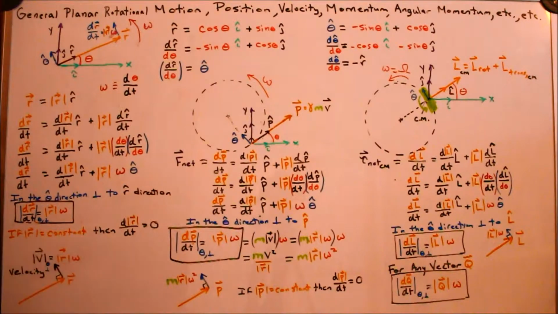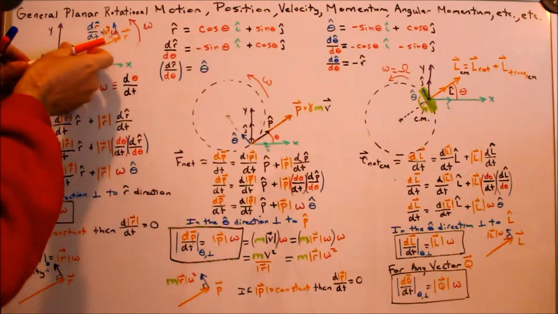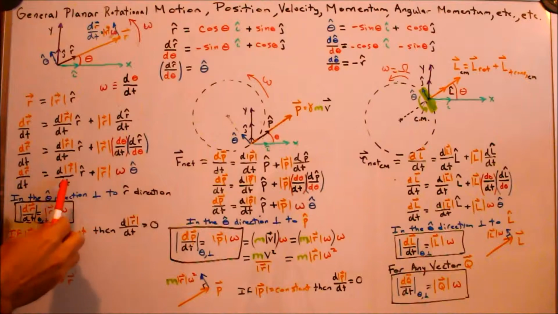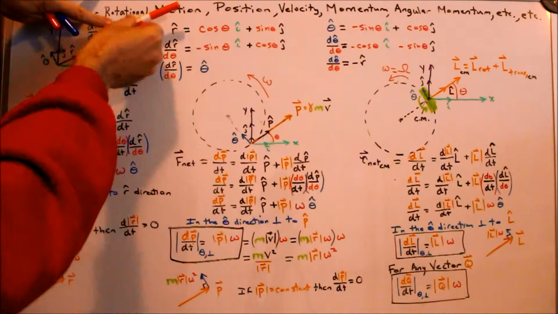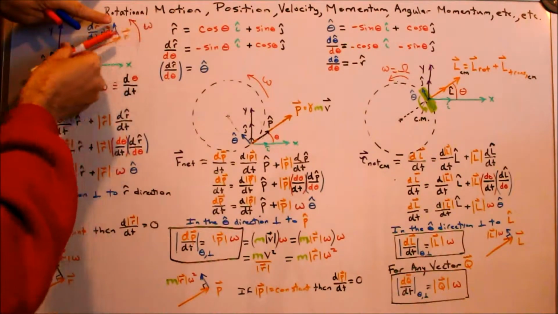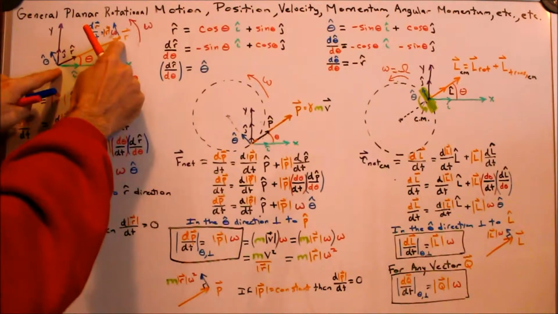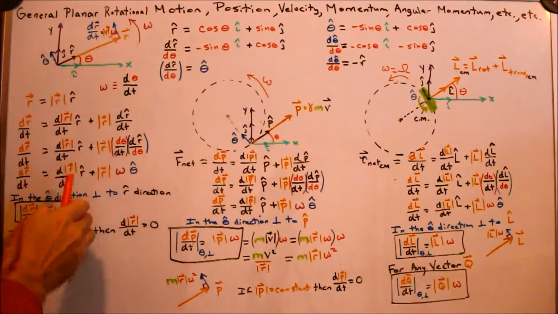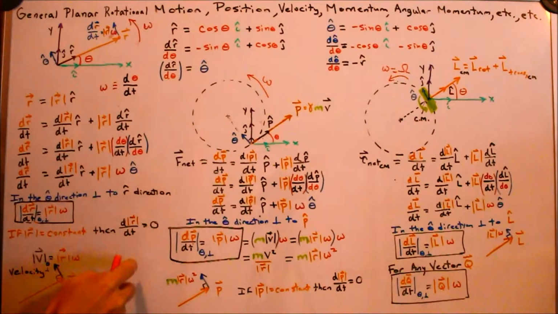There's also many times in problems where we're going to say that the magnitude of this vector is constant, so it's not getting longer or shorter. If r hat were getting longer or shorter, there would be a term in the r hat direction. But very often we have cases where the rate of change of this magnitude is 0. So that makes this term go to 0.